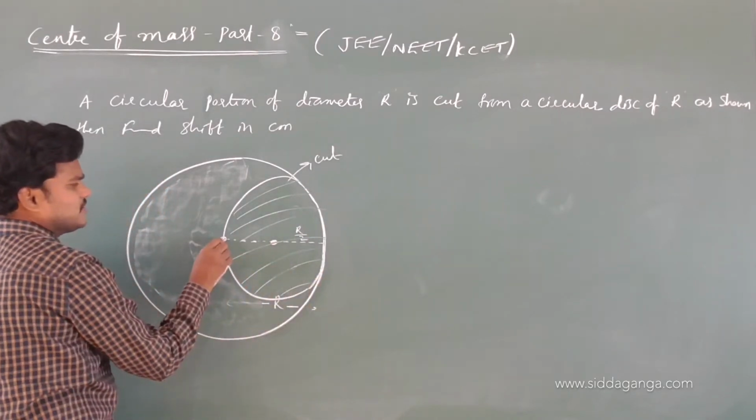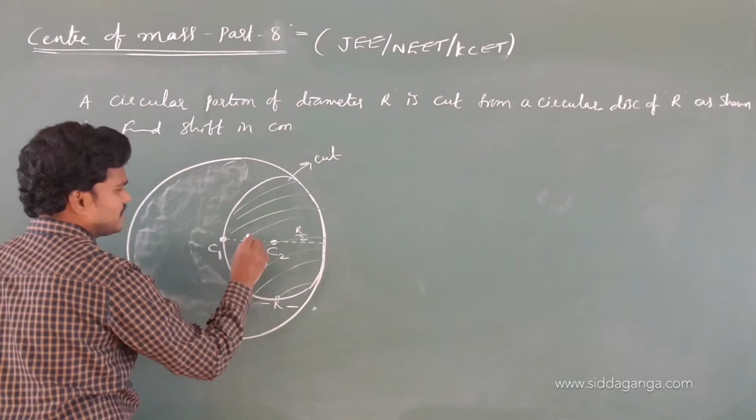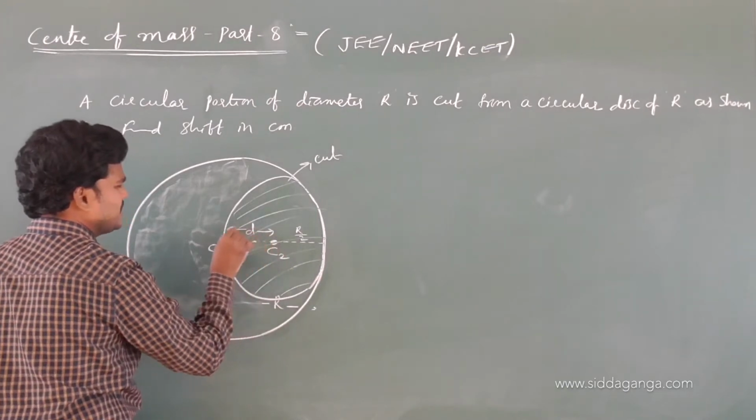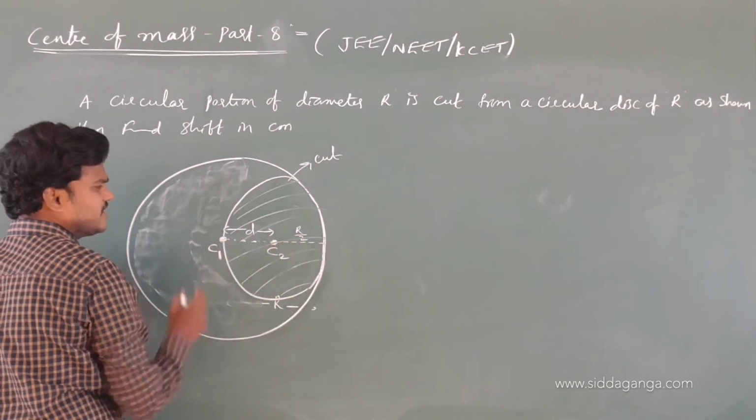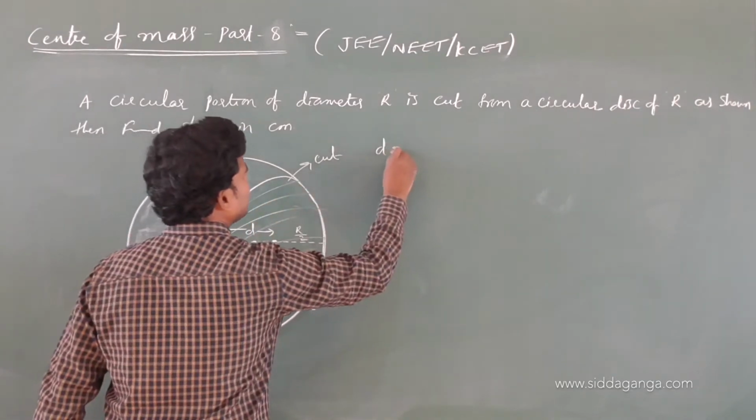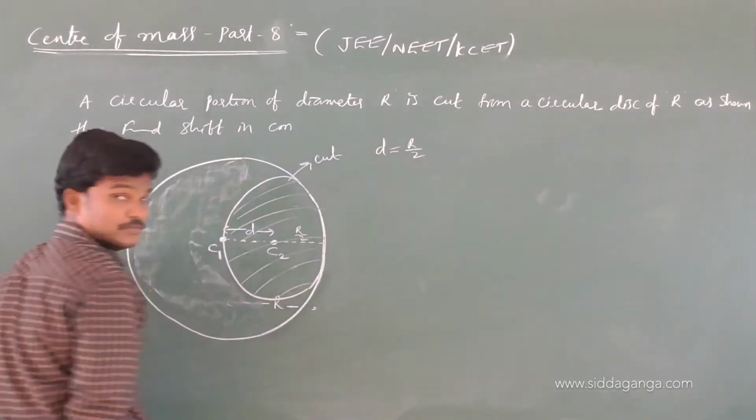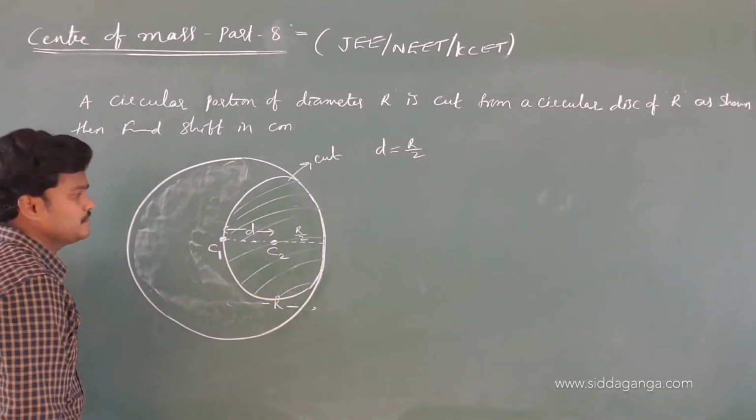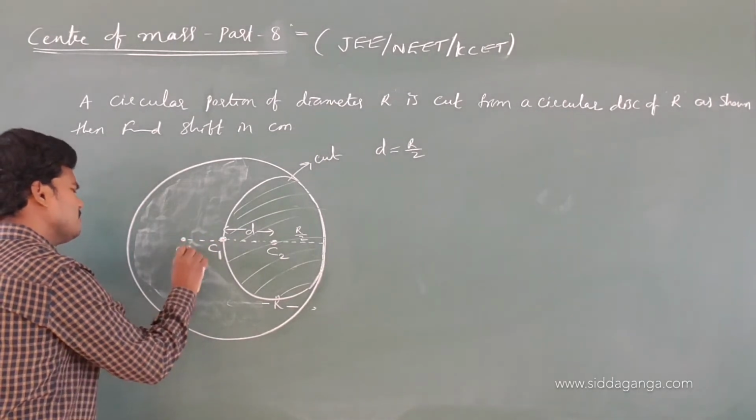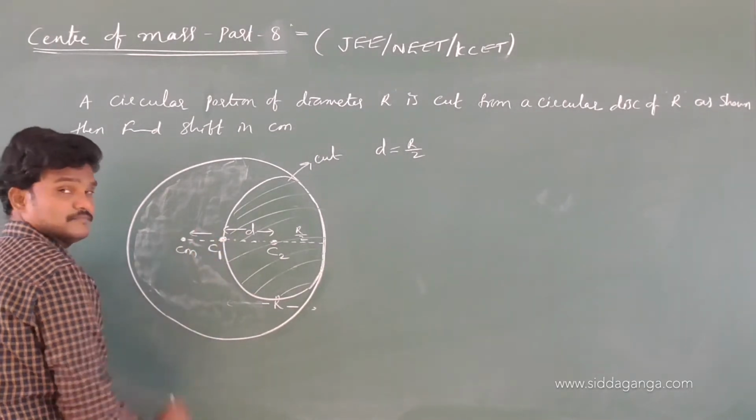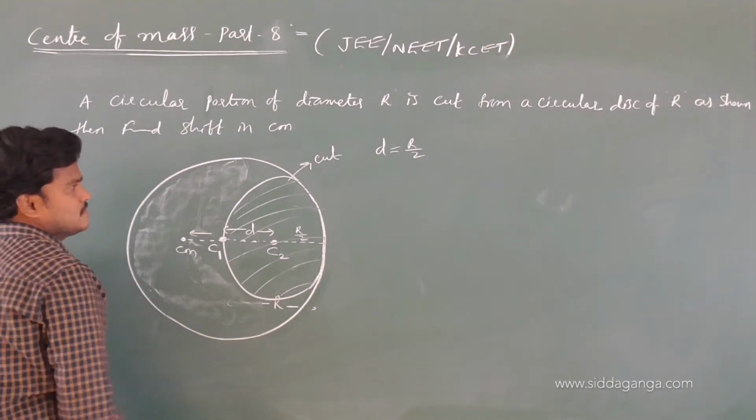So this is the center of mass of the bigger one and the center of mass of the cutting part. D is the distance between them, and this distance is very clear. This complete length is R, and D is R by 2. And there will be a shift. Here this is the center of mass, and it will shift to the left side. Now, what is our formula?